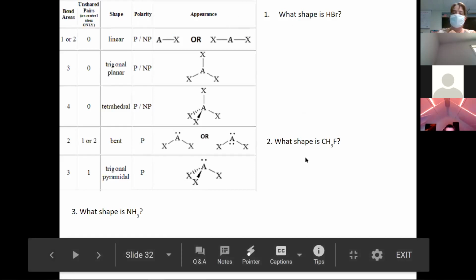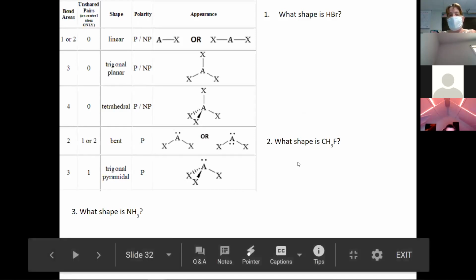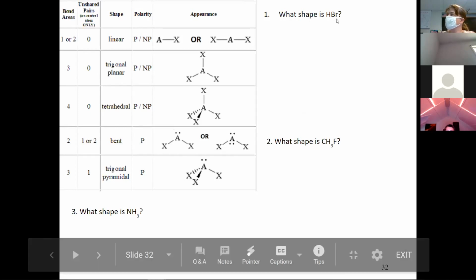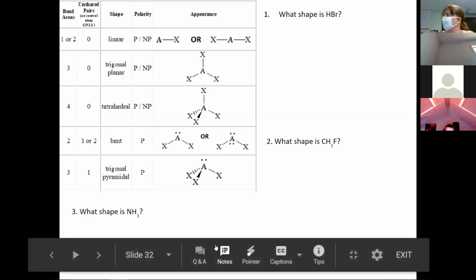Here are two more examples, and I'm going to take a little more time to walk through the Lewis dot process. Some of you are really good at this. Others are still struggling a bit. So hopefully seeing me walk through it again will help you. All right, what is the shape of HBr? Before we can determine shape, we need a Lewis dot structure. So we have to take the time to draw it. So we have hydrogen.